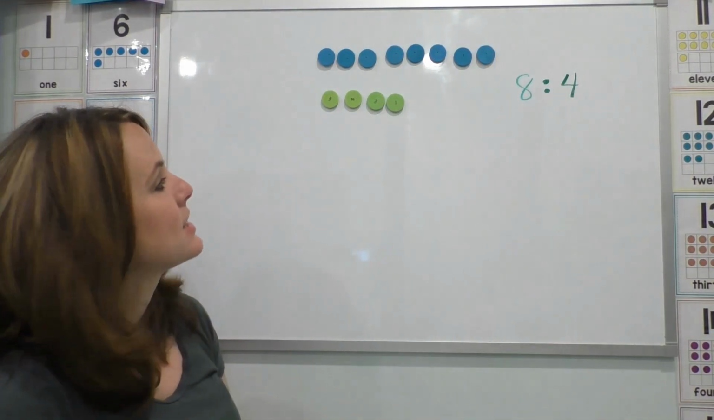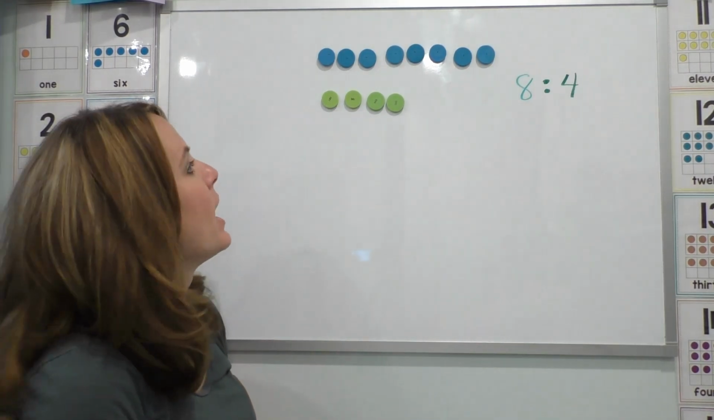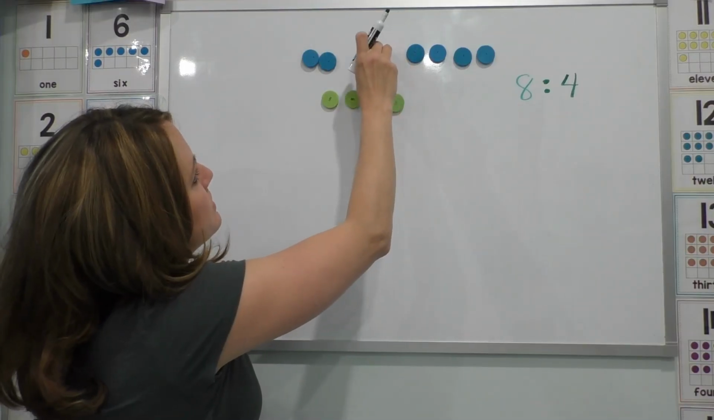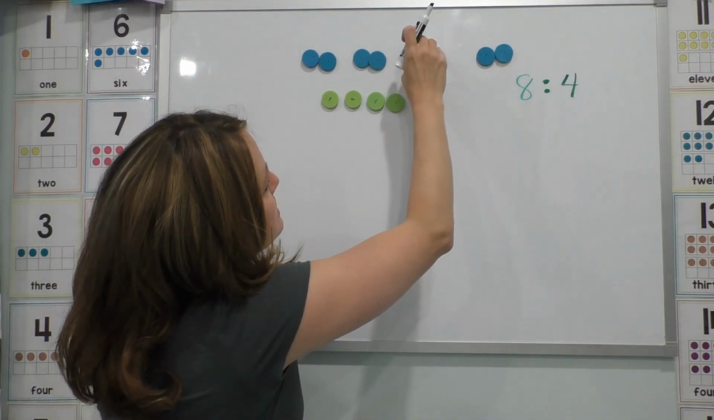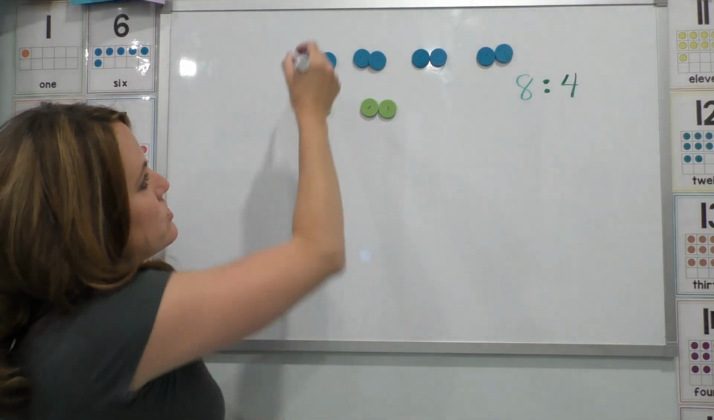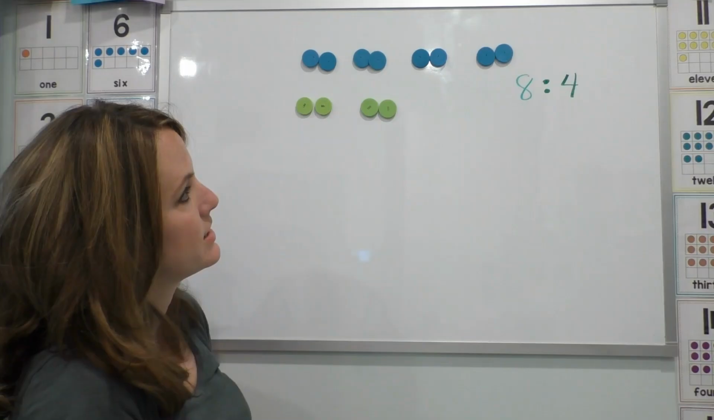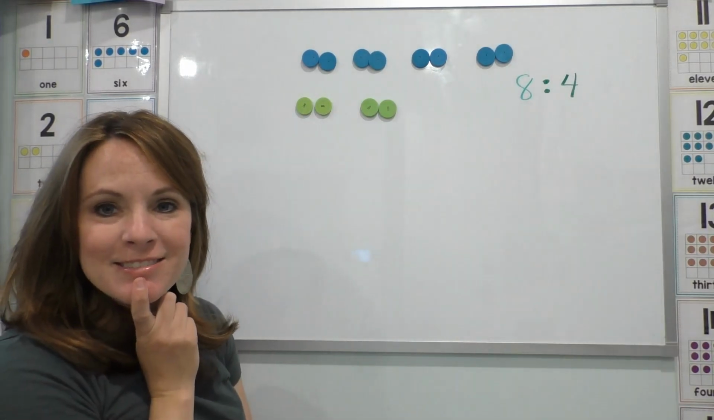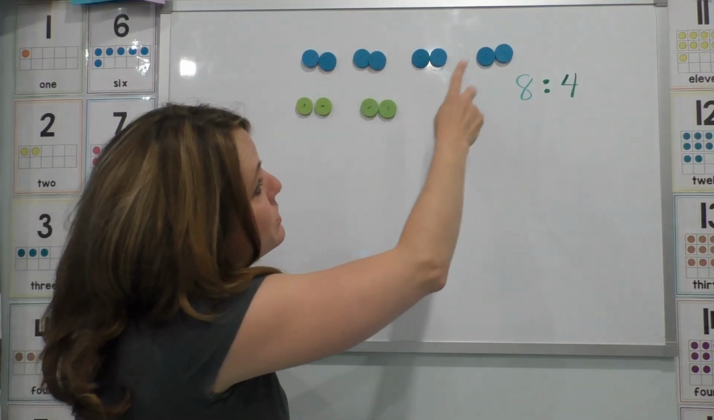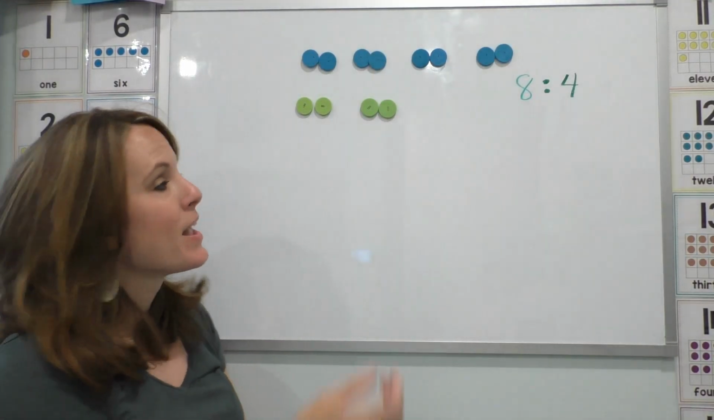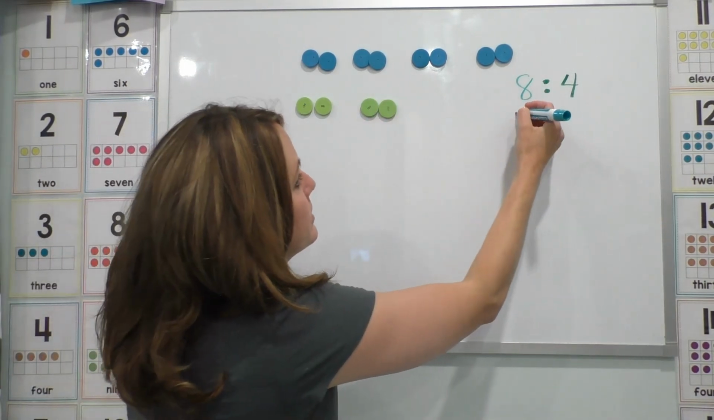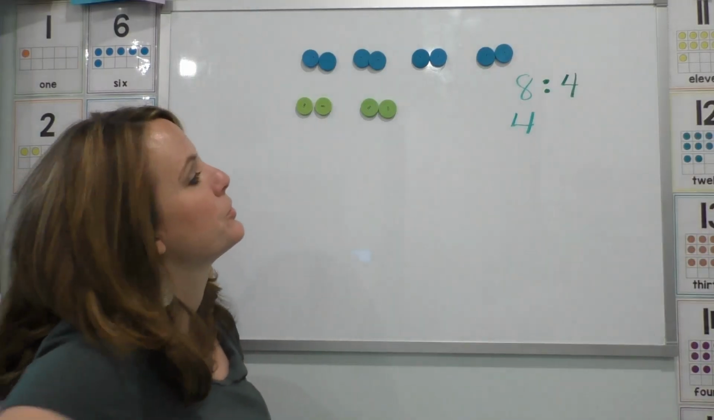Well, let's say I decided to put them into groups. I'm actually going to move these guys here, scoot these over. There we go. And if I wanted to, I could draw a little rectangle around them, but I'm actually going to leave it like this. What do you notice? I see 4 groups this time and 2 groups. So I could record this ratio as 4 to 2.